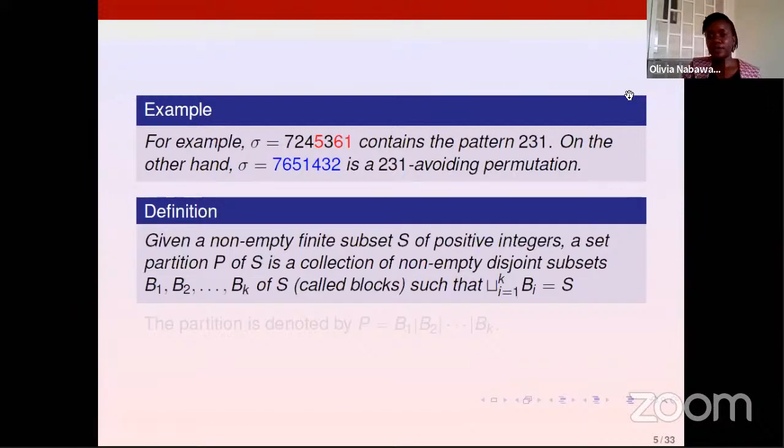Okay. The next definition is a set partition, because I will need it somewhere. Given a non-empty finite set, which I'm denoting by S, a set partition P of this set is just a collection of disjoint non-empty subsets, which I'm denoting by B1, B2 up to Bk, of S, such that the union of those subsets gives me the finite set S. And in most cases, a partition P is always written in this form. We always have blocks separated by this vertical bar. I'll call it a bar. So this is how we shall denote a partition of a set.